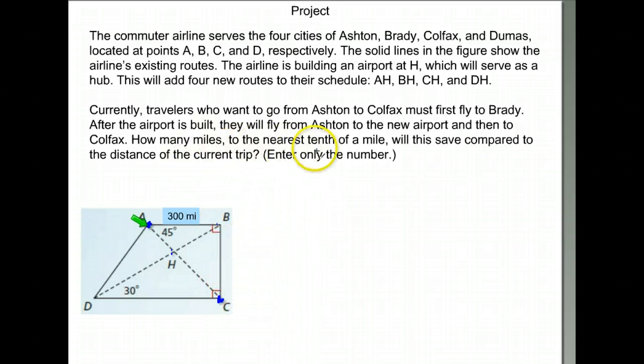How many miles to the nearest tenth of a mile will this save compared to the distance of the current trip? So first thing we need to find out is how far are they traveling right now? What distance is it right now? So right now it's 300 miles from A to B.